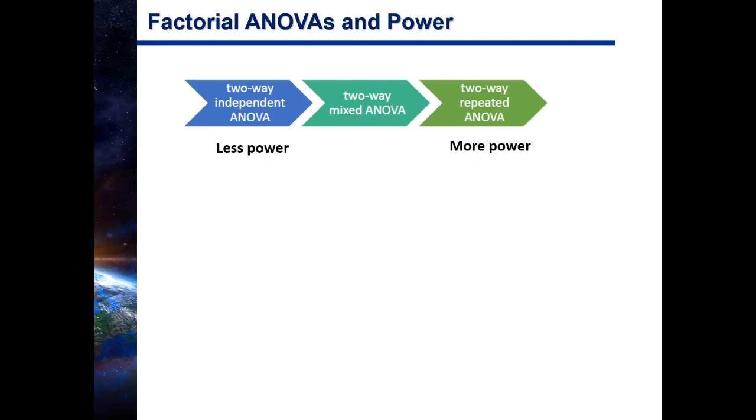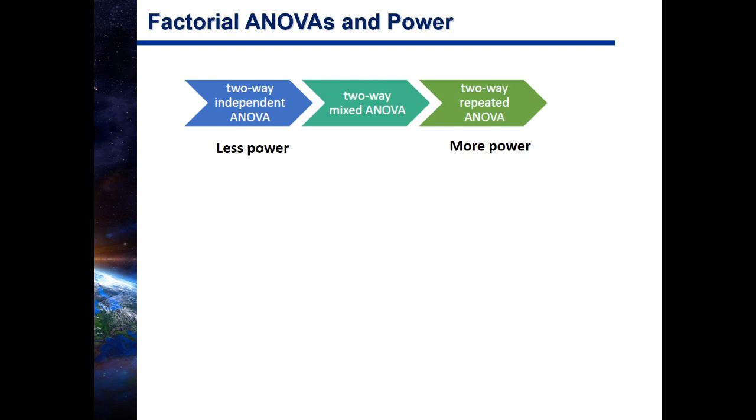Power, remember, is correctly detecting a treatment effect. When we did the H0 and HA curves overlapping one another, the probability of correctly detecting a treatment effect was 1 minus beta. Do you remember that? We want to have a lot of power in our tests. We want to have a really good chance of correctly detecting treatment effects.